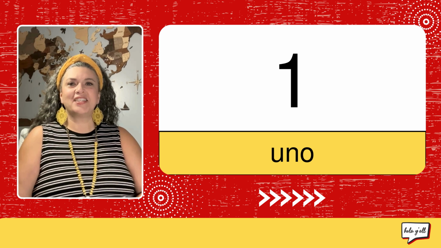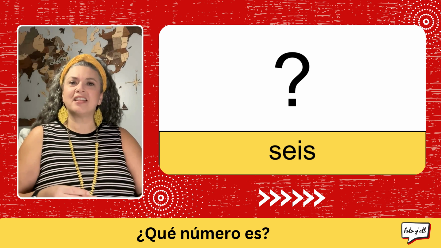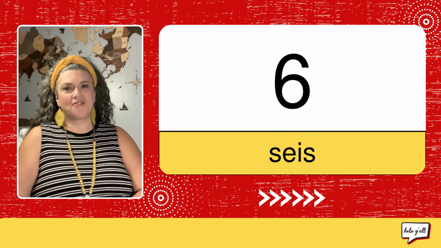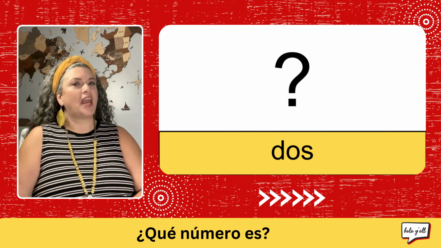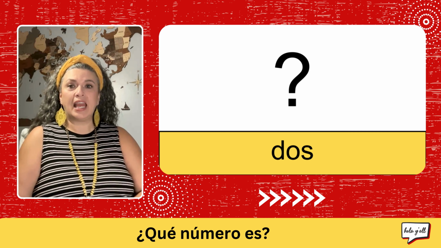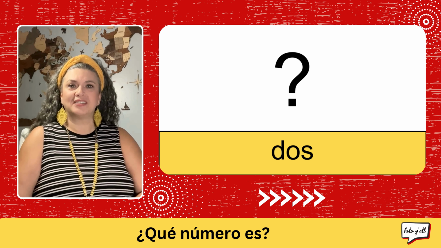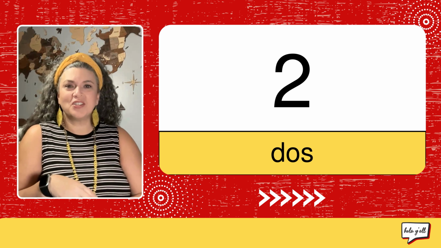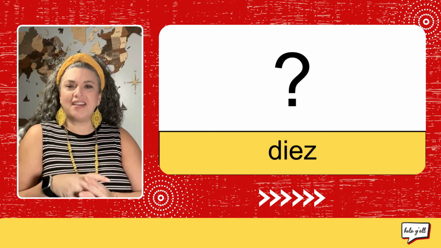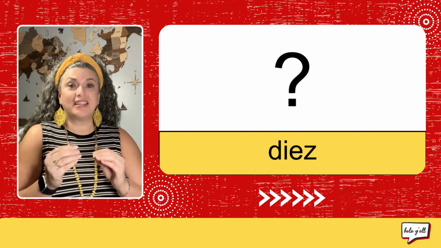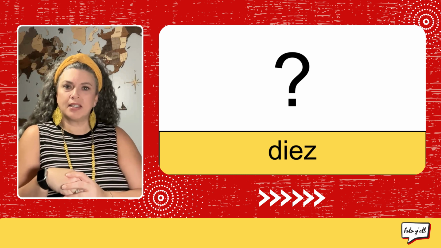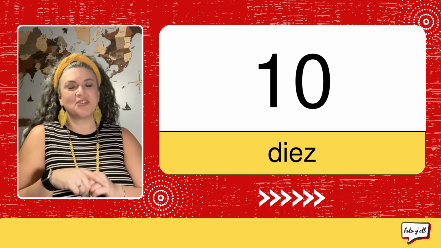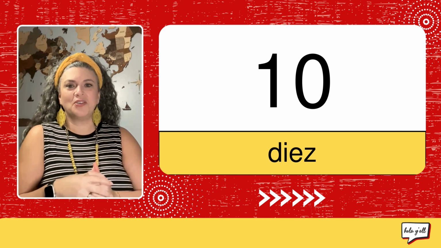All right, let's see if you can do the next one. ¿Qué número es? Seis. Perfecto. 6 is 6. ¿Qué número es? Dos. Great job. The number dos is 2 in English. ¿Qué número es? Diez. ¿Qué número es diez in inglés? That kind of rhymes, doesn't it? Yes, it is the number 10. You are doing awesome.